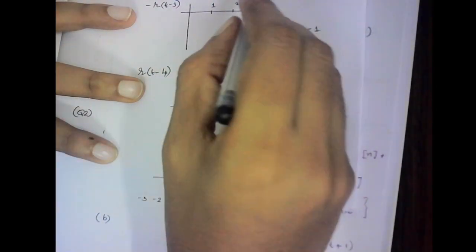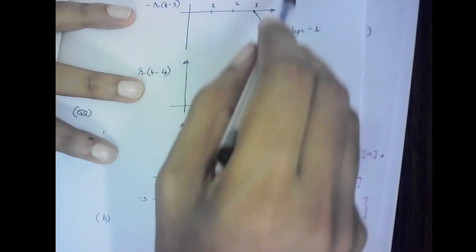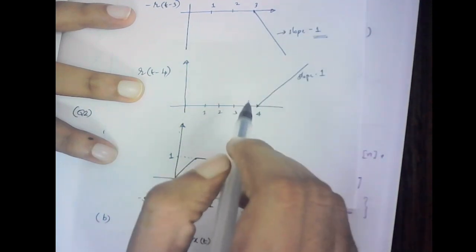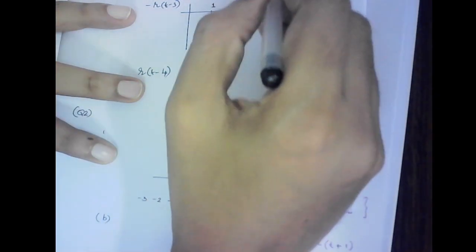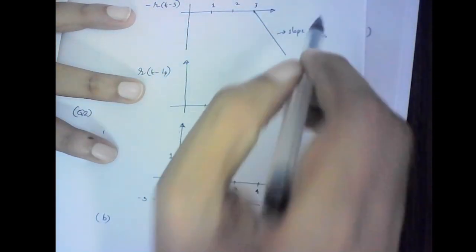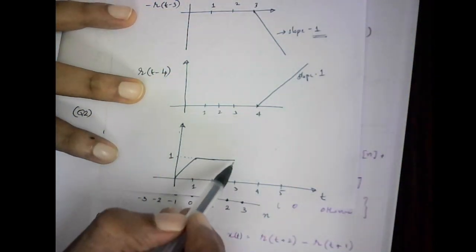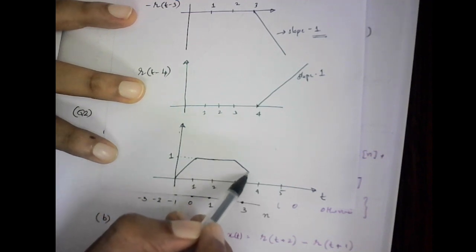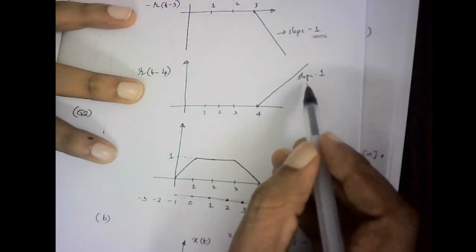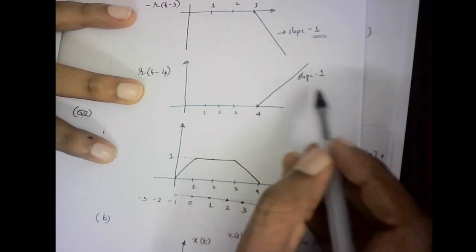What happens after 3? After 3 you have the slope of minus 1, in addition to the previous two cases. So the net slope is 1 minus 1 minus 1 is minus 1. So you have the signal from 3 onwards, it will go like this. And at 4 what is happening? Another signal is adding with the slope plus 1.